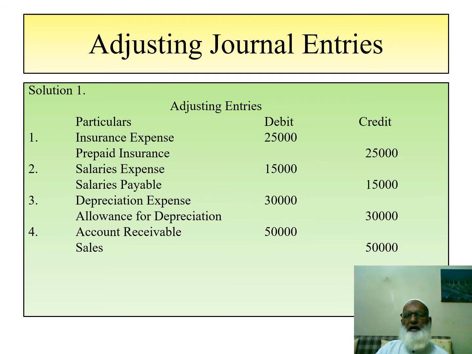So in this slide we are going to learn how adjusting entries are made. Insurance expense is debited and prepaid insurance is credited, and salaries expense is debited, and salaries payable, which are accrued and still not paid, are credited. Depreciation expense, as you know, is always debited, and allowance for depreciation is credited. And account receivable, this is the sale which was not recorded, 50,000. Account receivable is debited, and sales is credited.